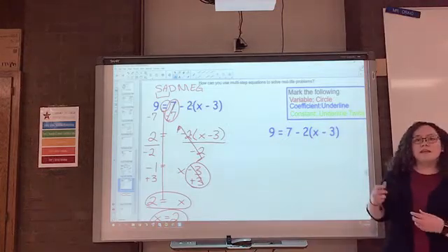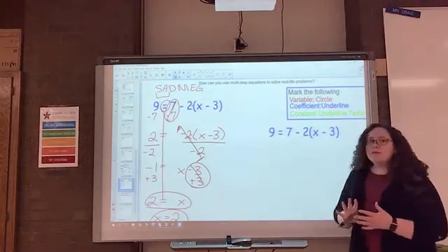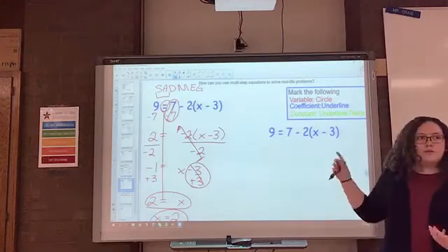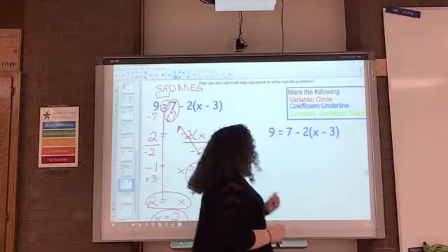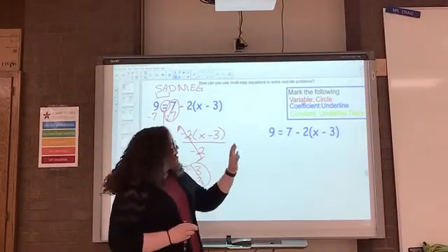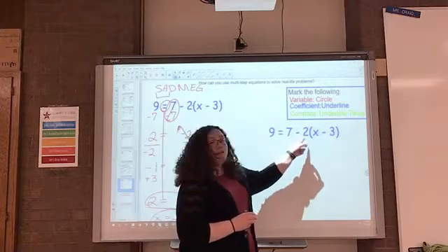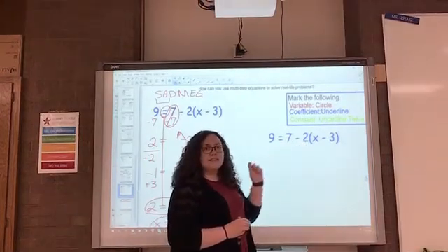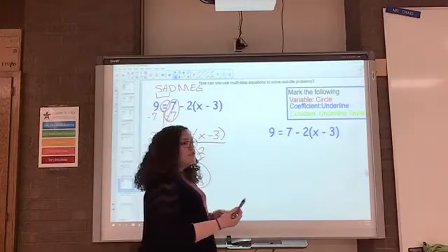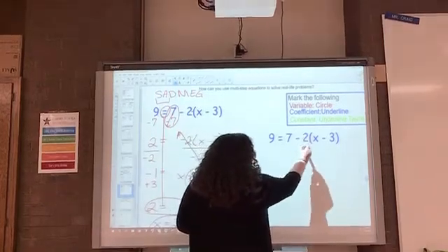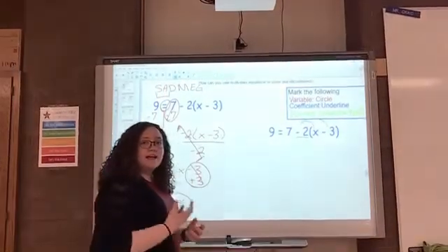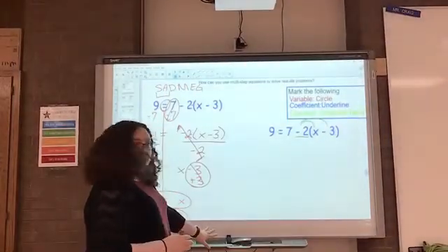So according to our other method, the first thing we have to do in order to solve an equation is to simplify. That includes distributing here. Now, this can be a little tricky when it comes to distribution. Please remember, this 2 is negative. The negative sign is attached to that 2. So when we are distributing, it's -2 times x and -2 times that -3.